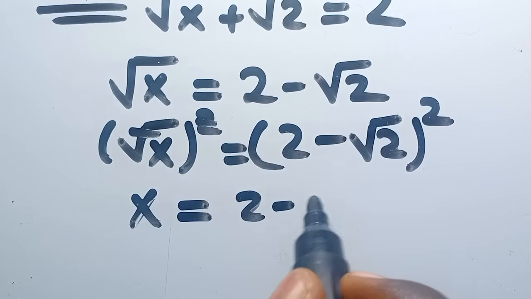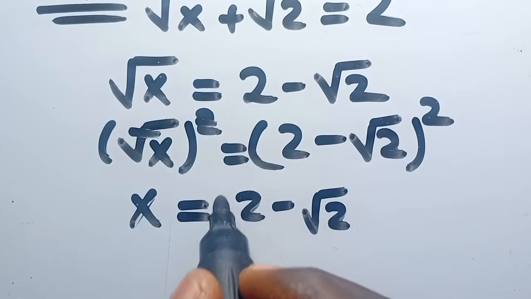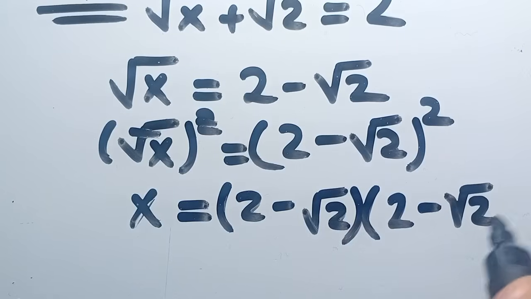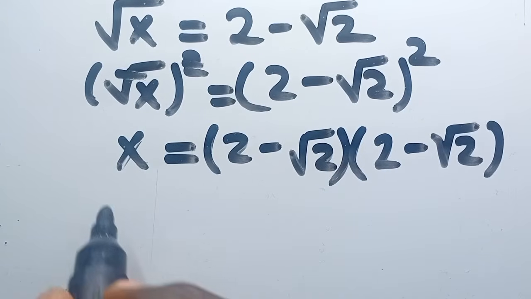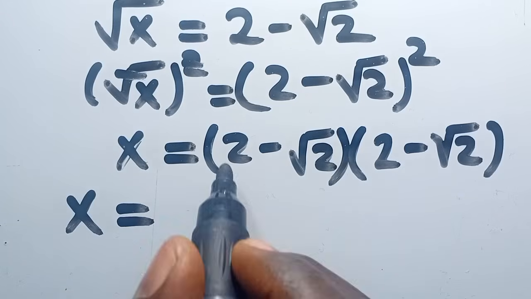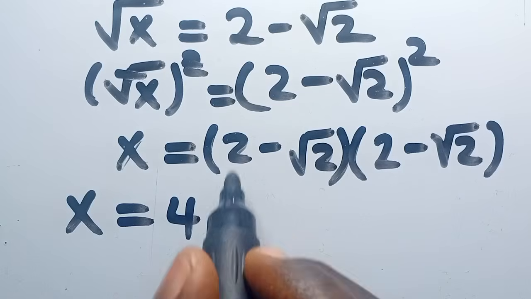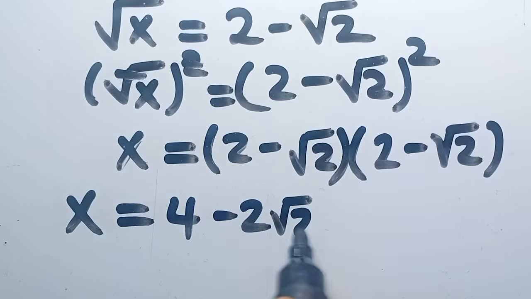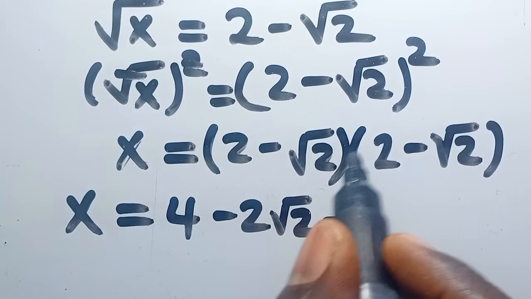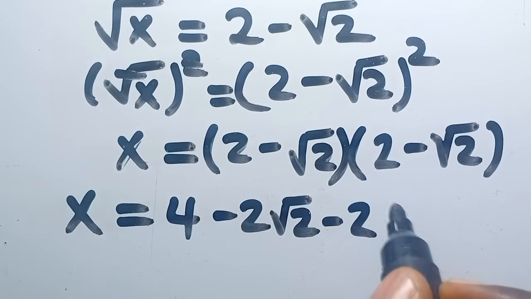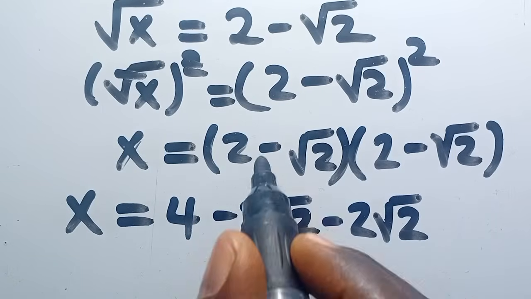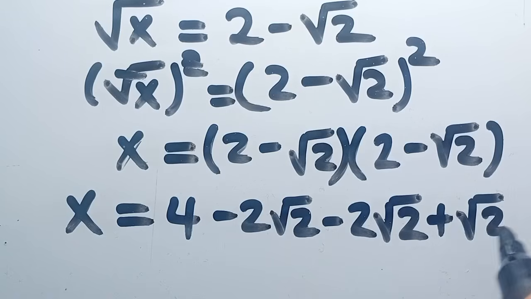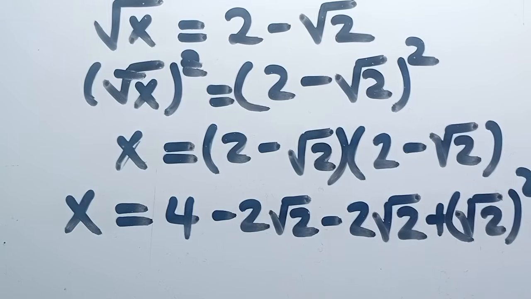Let's expand this as 2 minus root 2 times 2 minus root 2. So this will be x equals 2 times 2, 4. 2 times minus root 2 will be minus 2 multiplied by root 2. Again, minus root 2 times 2 will be minus 2 multiplied by root 2. Minus times minus will be plus. Root 2 times root 2 is 2.